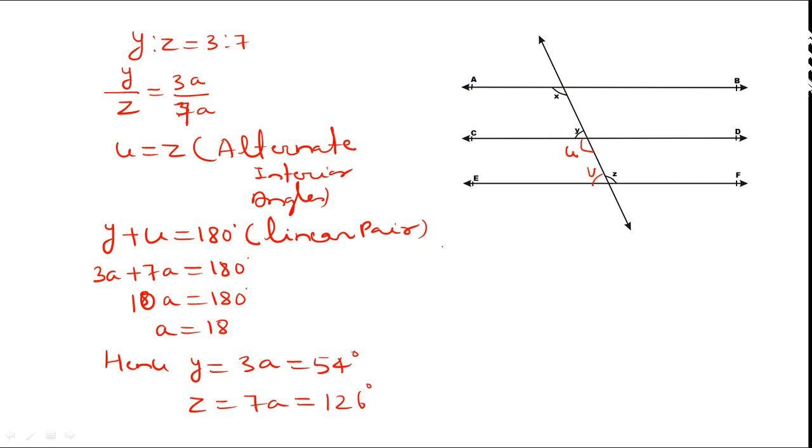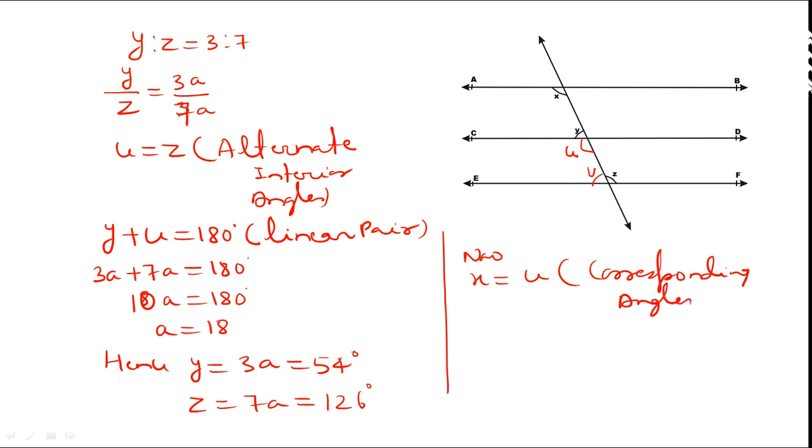Right. Now we need to calculate x. Obviously x is equal to u. Why? Corresponding angles. So x is equal to u, and u is equal to z. So x is equal to z, and the value of z is 126 degrees. So we have calculated the required value.